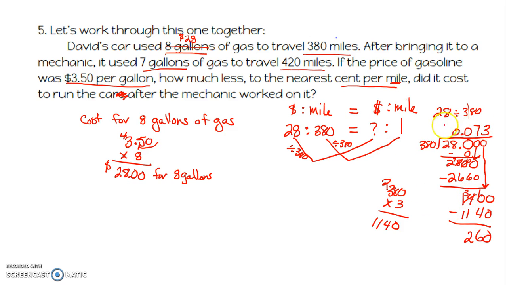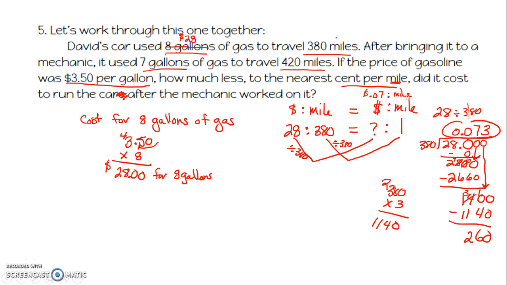Okay, so what I'm seeing here, I only went out this far. How much less to the nearest cent per mile did it cost to run the car? So it cost, prior to getting the car fixed, 0.073. Your question is, is this closer to 7 cents or 8 cents? Well, that 3 tells us it's much closer to 7 cents. So before the car got fixed, it was about 7 cents per mile. It cost that driver about 7 cents per mile to run that car.